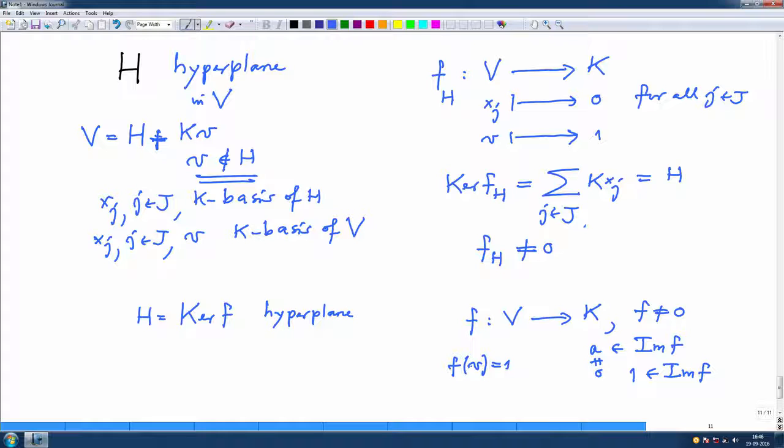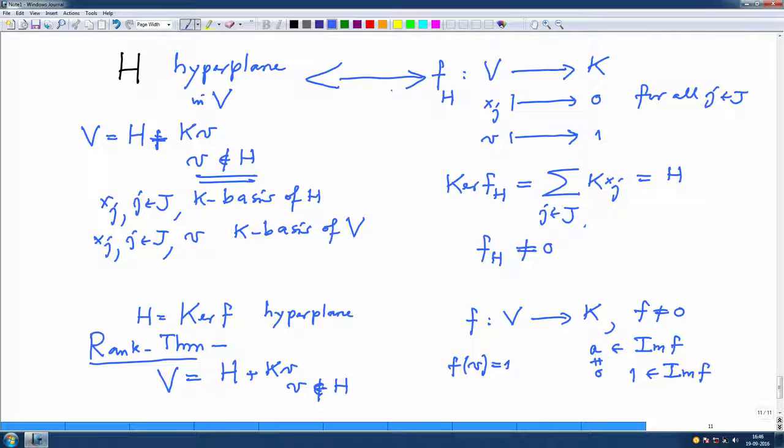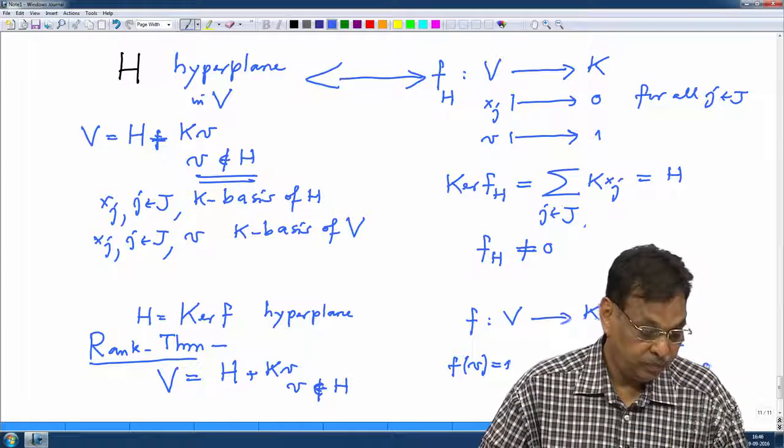Then, as the proof of the rank theorem shows, if you observe, this V along with the basis of the kernel will give a basis of V. So that shows that this is a hyperplane. The rank theorem's proof will show that V is H plus KV, and this V is not in H. So that is the meaning that H is a hyperplane. So, to study hyperplanes in a vector space is equivalent to study non-zero linear forms. Okay.